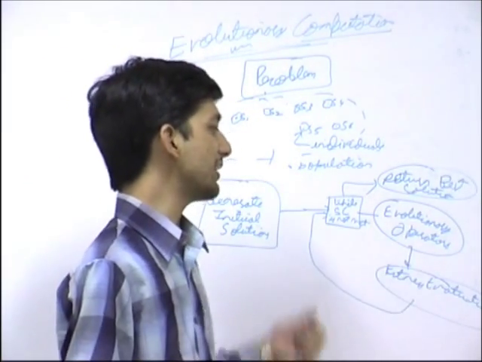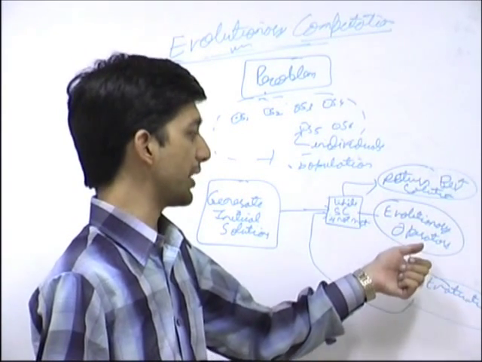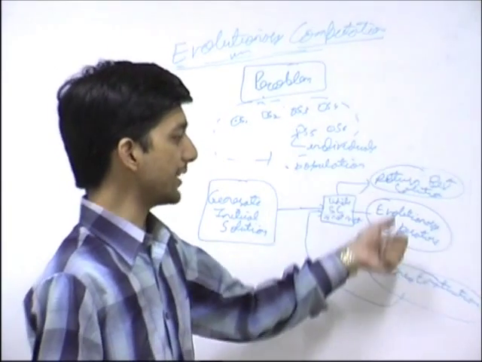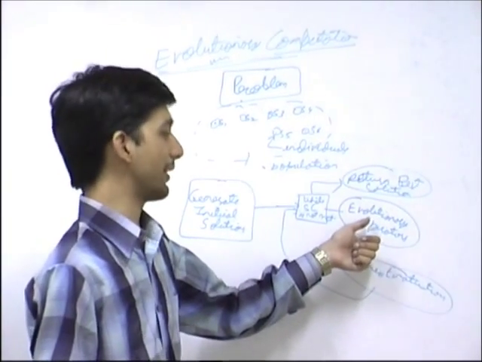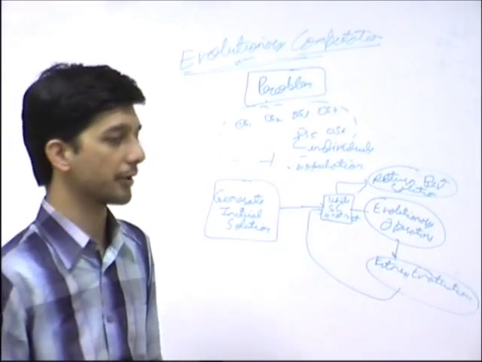And the evolutionary operators would now apply on this newly generated population over here. So I'll repeat this loop, I'll again apply the evolutionary operators to get a new generation of population, and this process will go on and on.